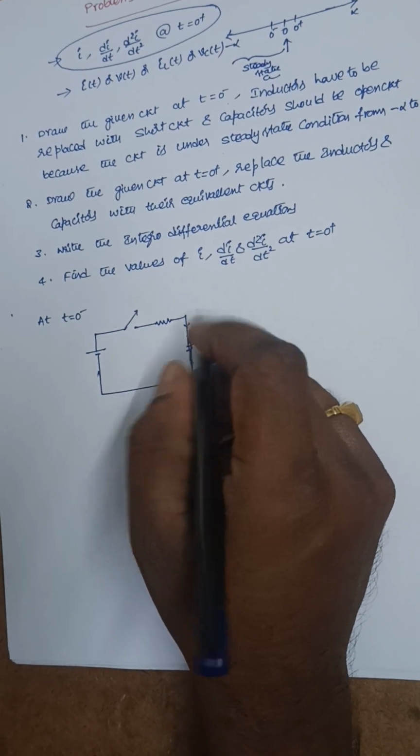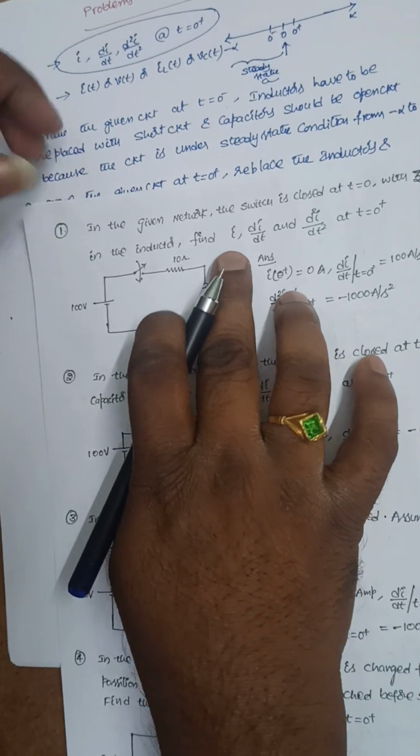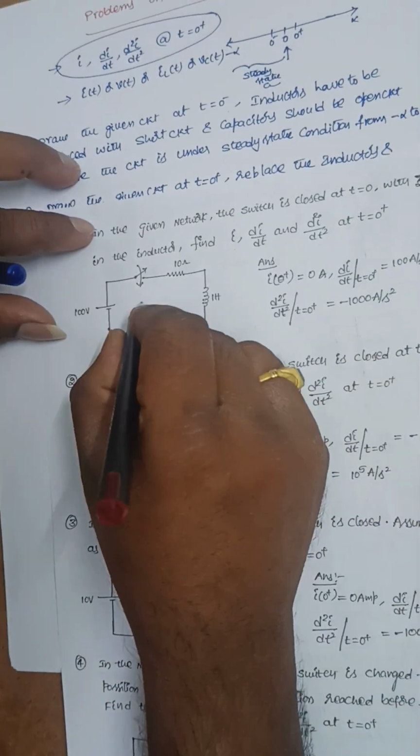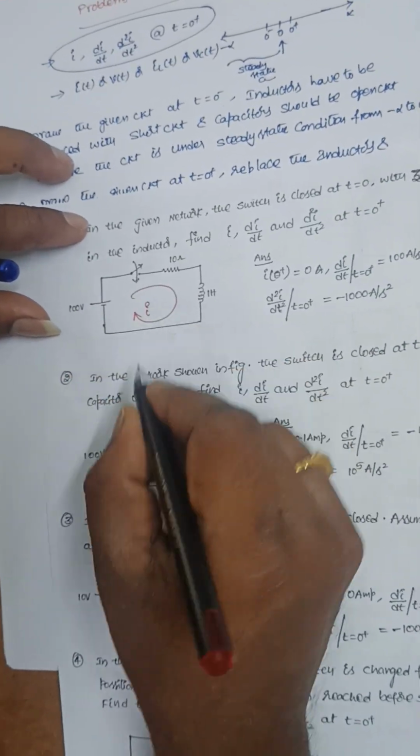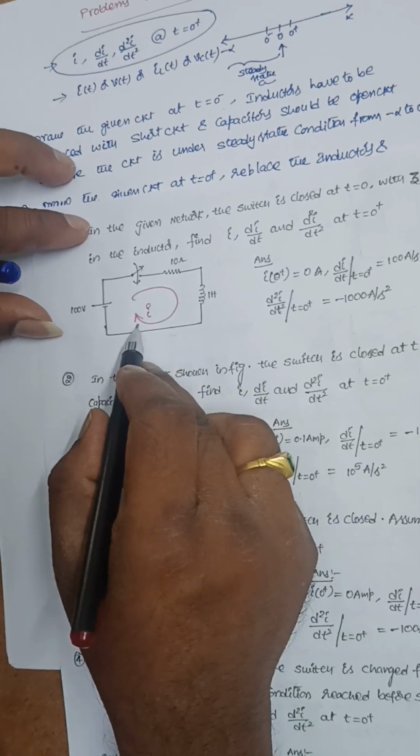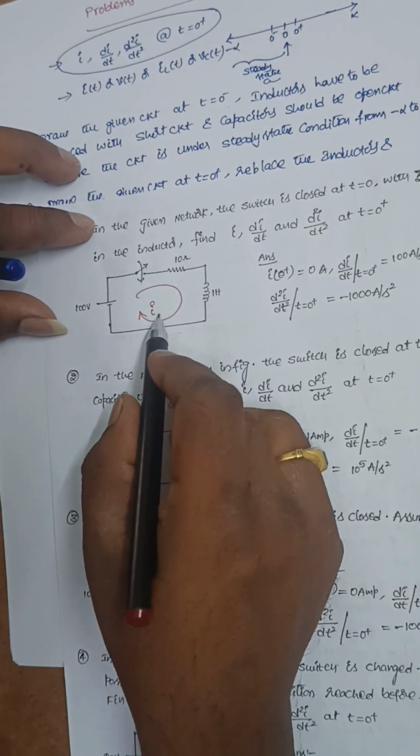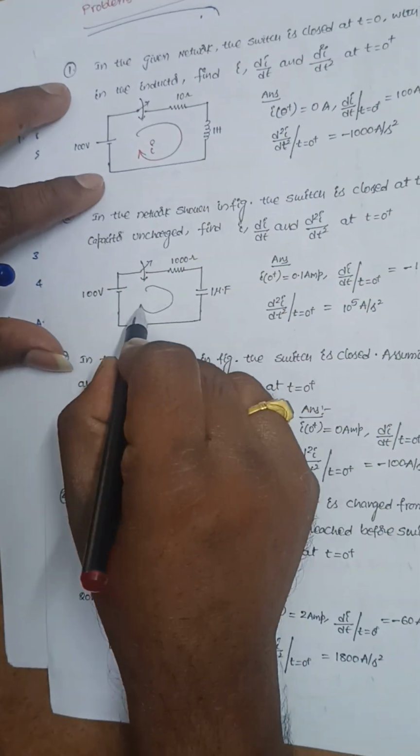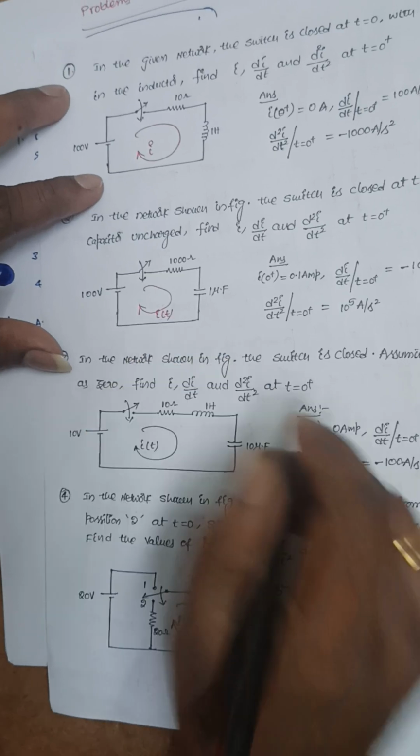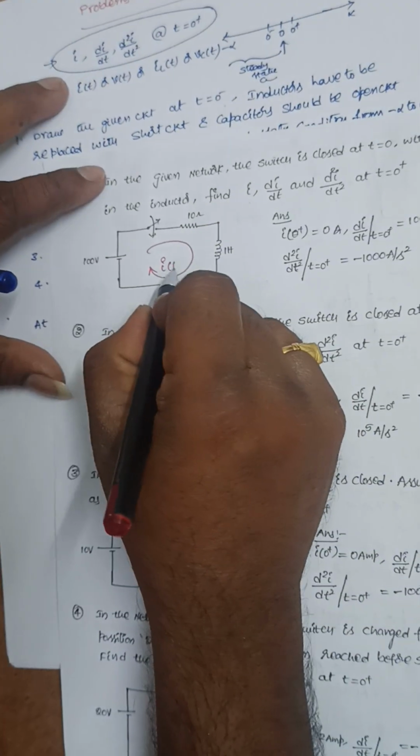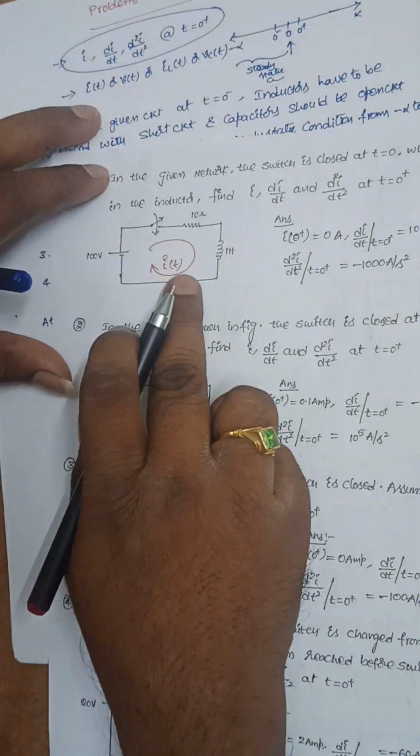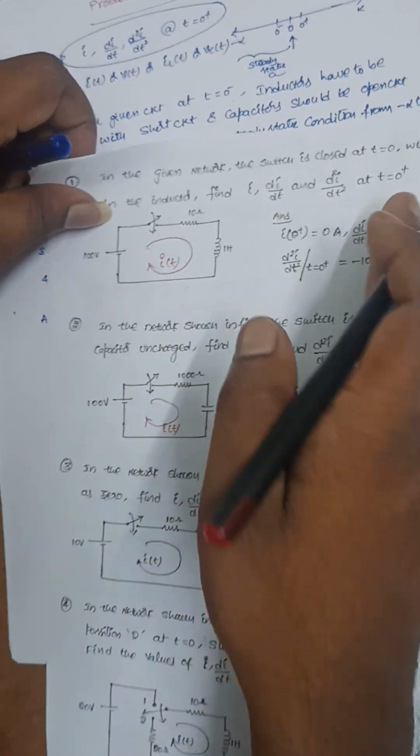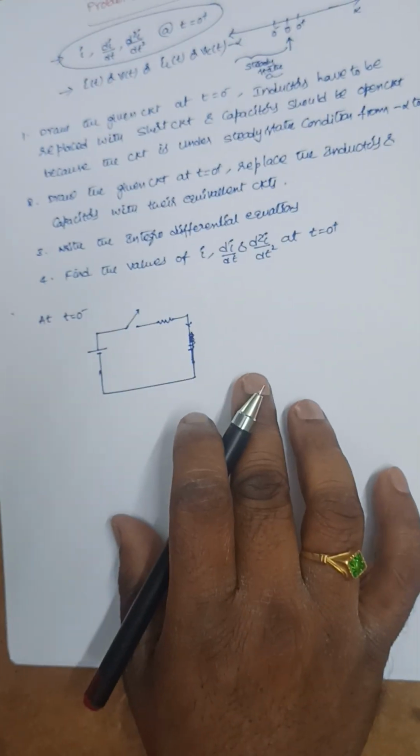What I need here is I, the current that is circulating in this loop. I forgot to draw this loop here. This is the I value, so we need to find this I here. Here also it is the same thing, it is I of t. So at t is equal to 0 plus, I need to find this I, di by dt, and d square I by dt square at t is equal to 0 plus.